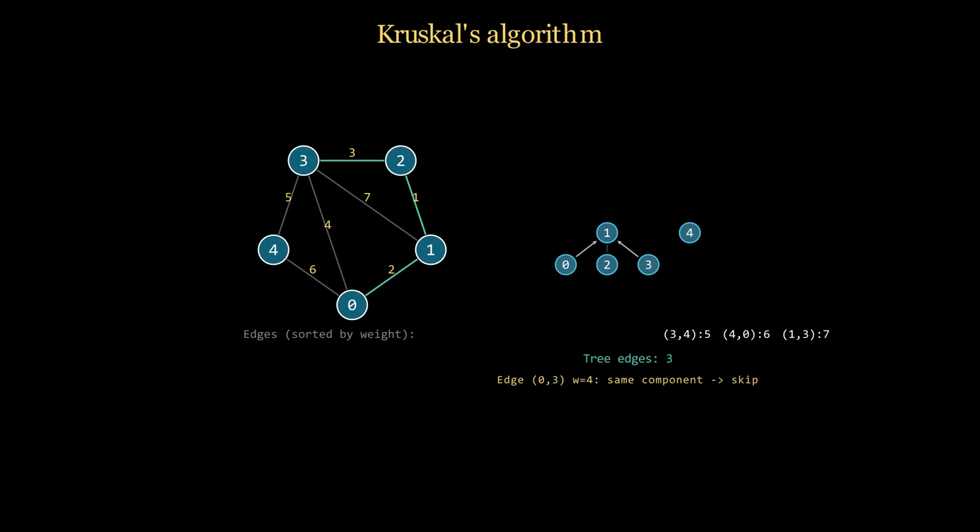Edge 0-3, weight 4: 0 and 3 are already in the same component, so we skip to avoid a cycle. Edge 3-4, weight 5, different components, add. We now have 4 edges, n-1, so the minimum spanning tree is complete. We stop here and don't process the remaining edges, they would all connect nodes already in the same component.